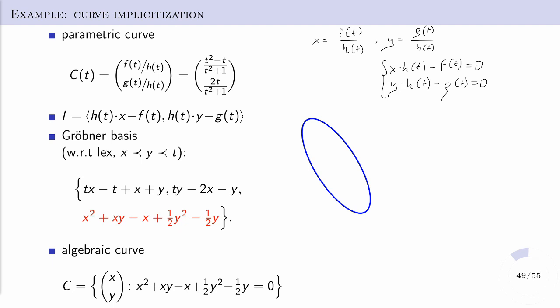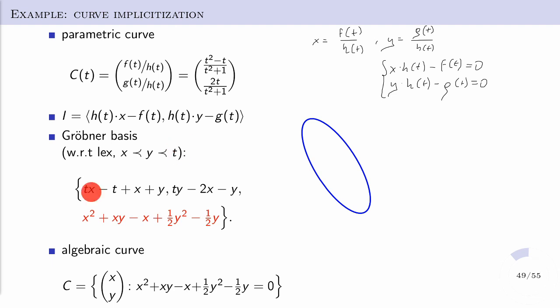So we have this ideal generated by these two polynomials. So here are t squared plus 1 times x minus t squared minus 1, and t squared plus y times y minus 2t. We compute the Grobner basis with respect to the lex order where t is the biggest variable, because we always eliminate the biggest variable.